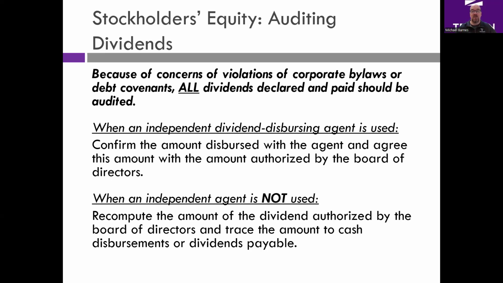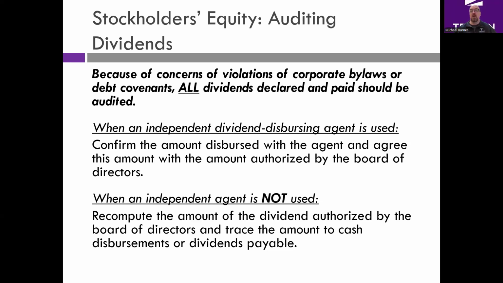That's a test of valuation, allocation, accuracy, and trace the amount to cash disbursements or dividends payable. So tracing would imply that we look at what was the amount that was actually paid out, the disbursements and the payables that were generated, and go and see if what's in the system. So we're moving from bottom to top, which is tracing, which is a test of completeness.